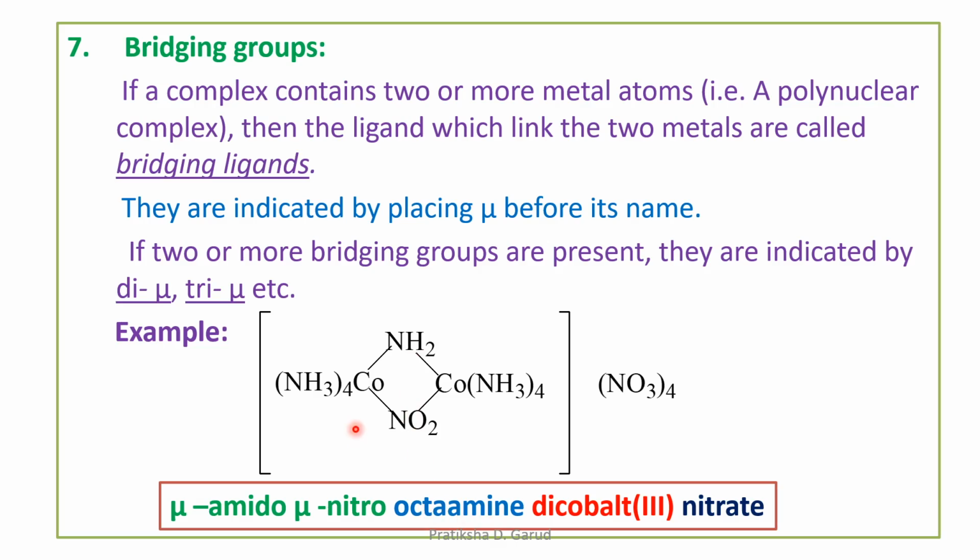Octa means 8 amine, this 4 plus 4. There are 8 amine, therefore it is octaamine. Then 2 cobalt, therefore dicobalt. Oxidation state is +3 and outside the square bracket, nitrate. So mu means bridging: mu amido, mu nitro, octaamine, dicobalt +3 nitrate. So this is rule number 7.